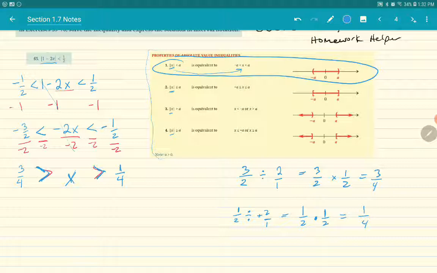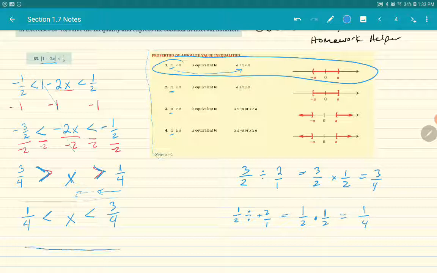Now the order of this kind of got convoluted because I flipped the sign, so my intervals are no longer going from least to greatest. So really I want to flip this whole thing around, reading it from right to left, and then writing it again. So as I'm reading it from right to left, it's really 1/4 is less than x. So 1/4 is less than x is less than 3/4.